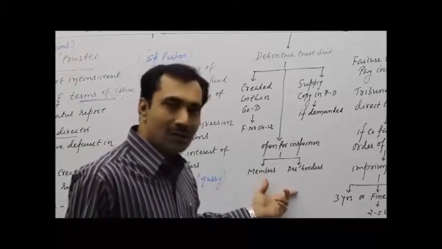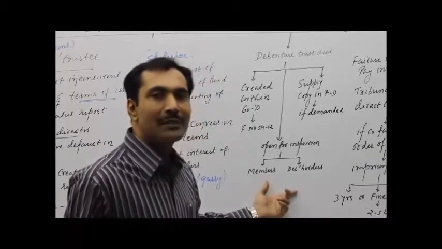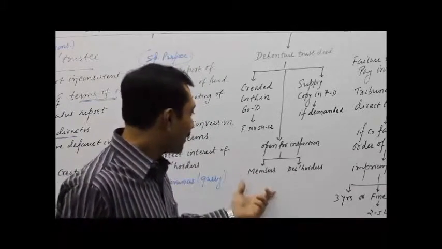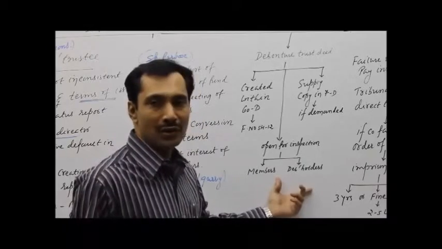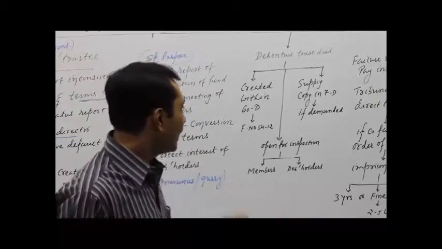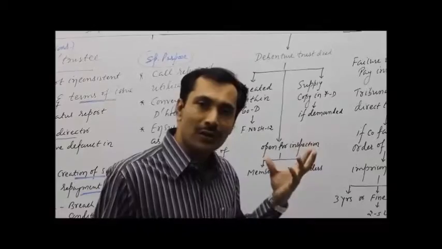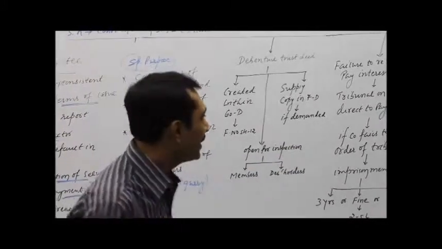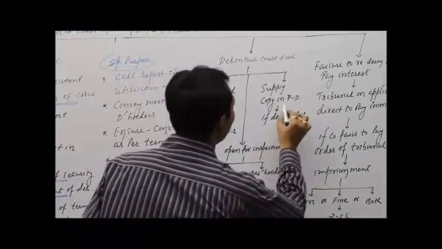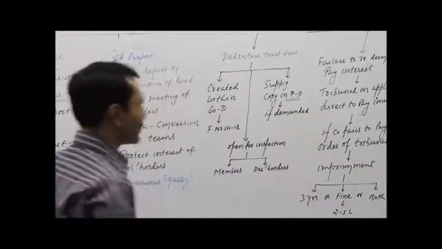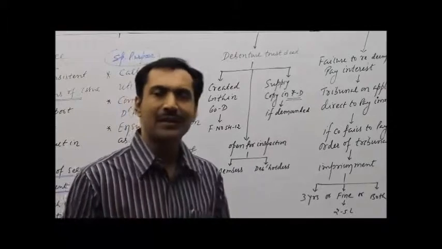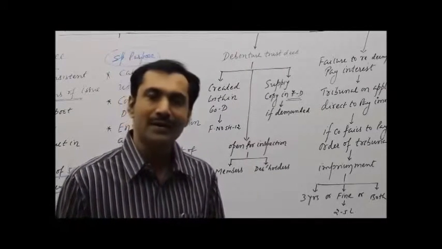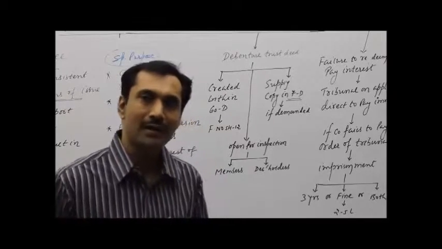Now, this debenture trust deed or a copy of it is open for inspection to any member or debenture holder. And if any member or debenture holder demands a copy of the same, the company is bound to supply the copy within a period of 7 days. No doubt, the company can take a Xerox or photocopy charge for providing the copy.